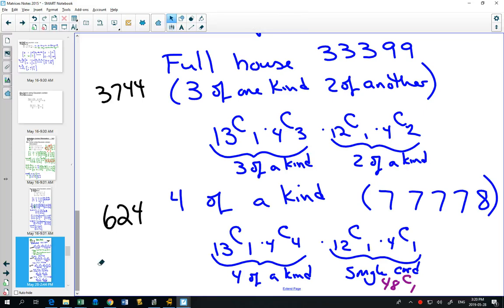So this gives you a sense of how you can use your combinations to count how many different poker hands there are. It also gives you a sense of which poker hands are worth more than others.